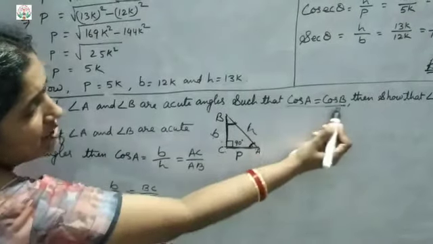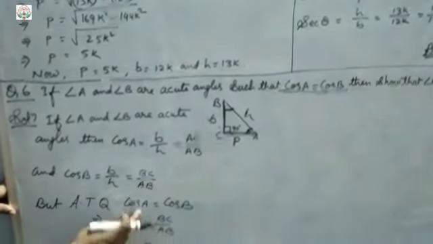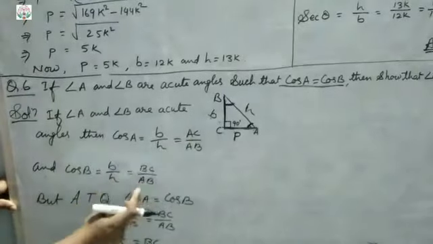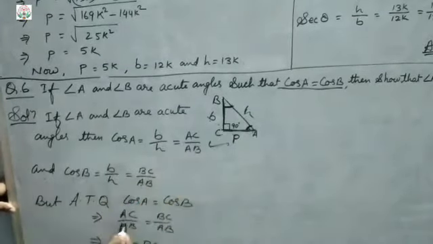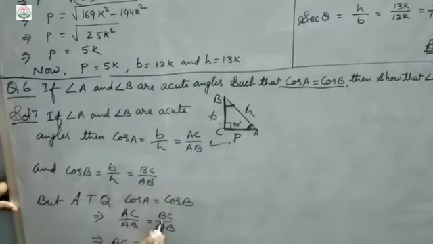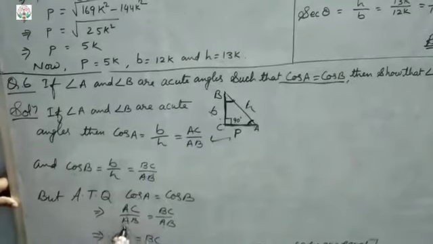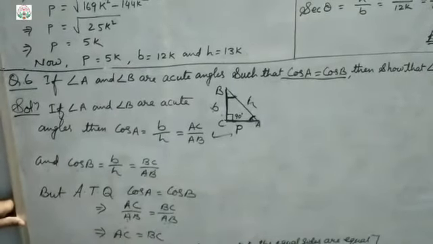Now what is given according to the question? You can see cos A equals cos B is given. Now what is the value of cos A and cos B? Here you can see, AC upon AB equals, now cos B is given as BC upon AB. You can see both the numerators are same, so the denominators will get cancelled. So what is left?